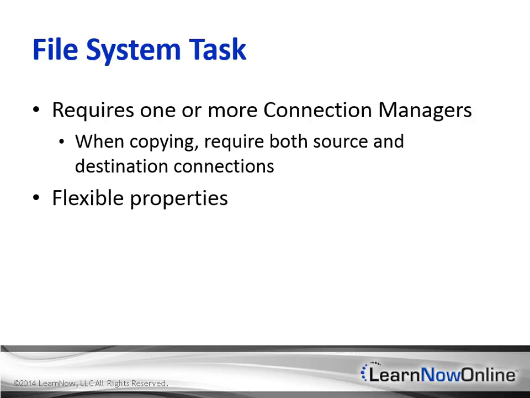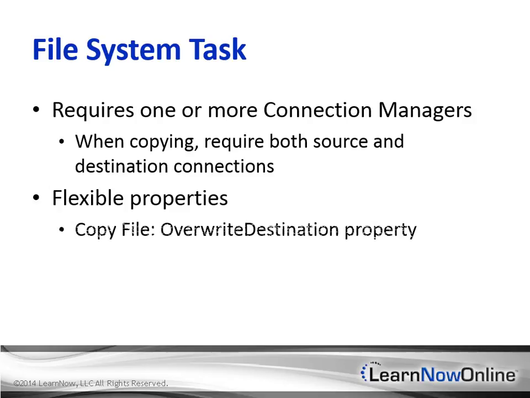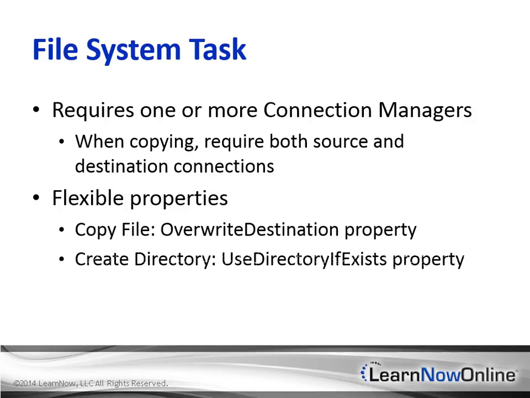When you configure the file system task, some of the properties provide a fair amount of flexibility at runtime. For example, a copy file task includes an overwrite destination property, and a create directory task includes a use directory if exists property. These properties let the task complete successfully even if the objects already exist when the package runs. This makes repeated execution during debugging and testing much easier.